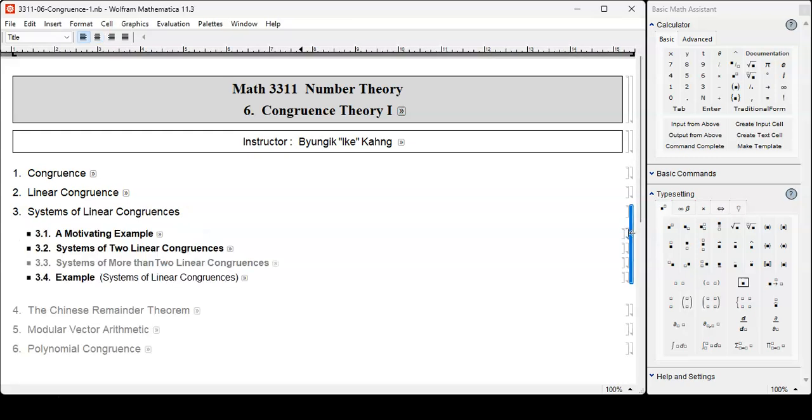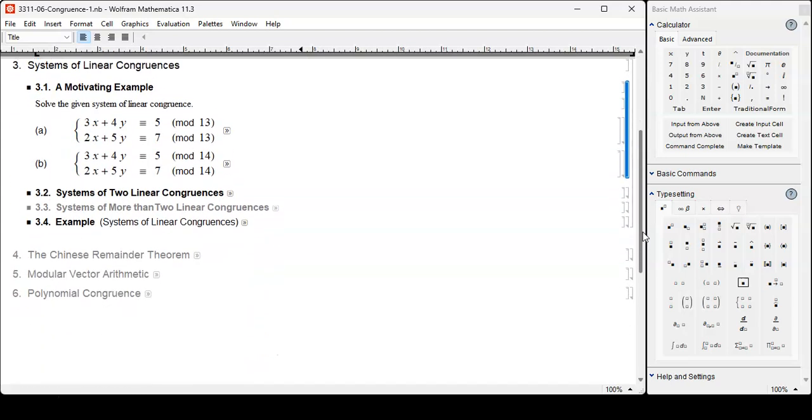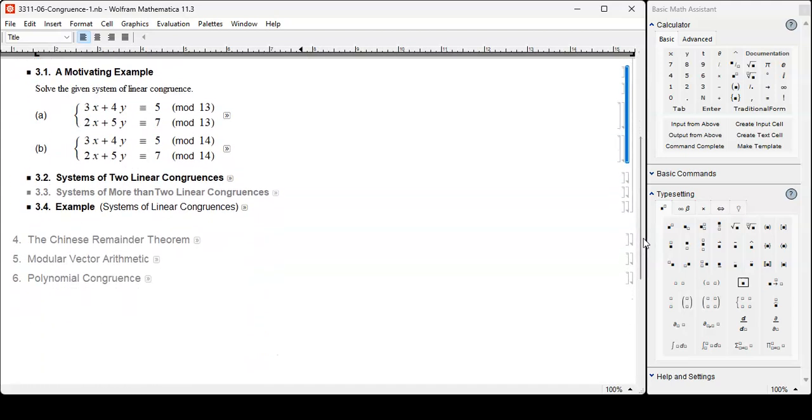Here's a motivating example. Let's consider these two systems. 3x plus 4y is congruent to 5 and 2x plus 5y is congruent to 7, both modulo 13. And the second system, exactly the same, but this time mod 14. So what's the difference? Mod 13 versus mod 14. And what's the similarity? Of course, the left-hand side.